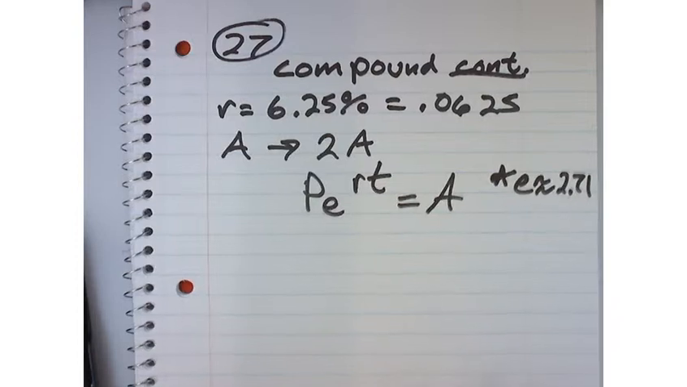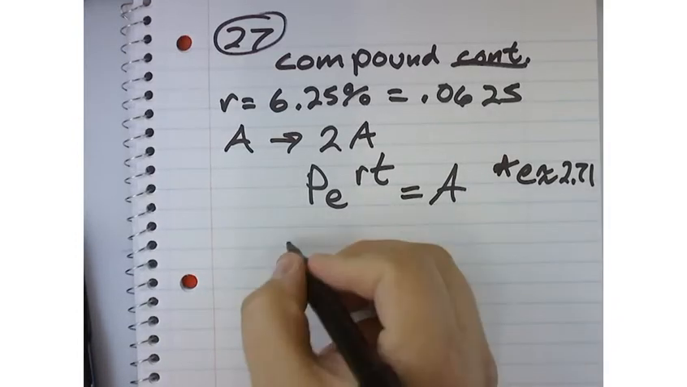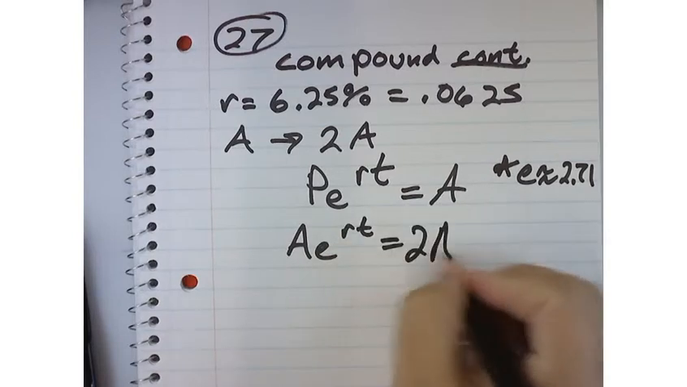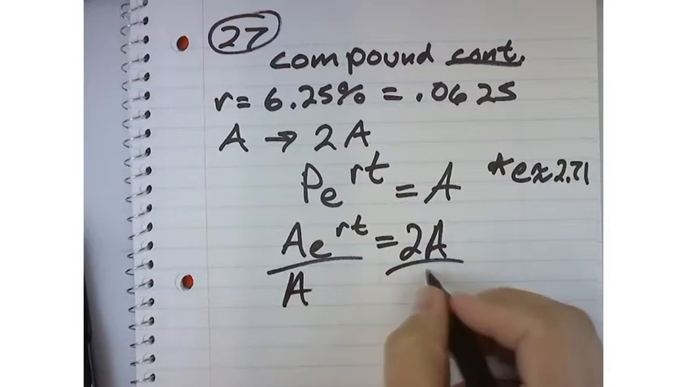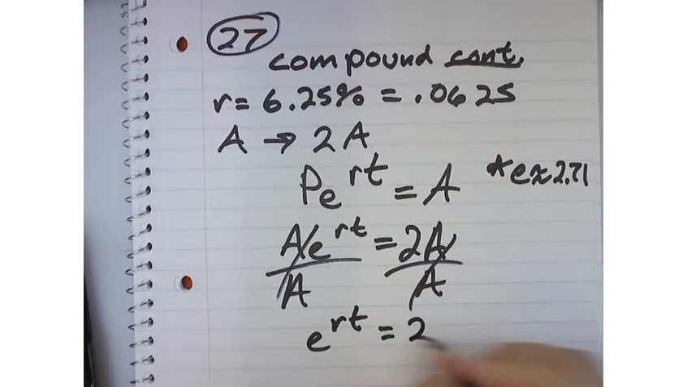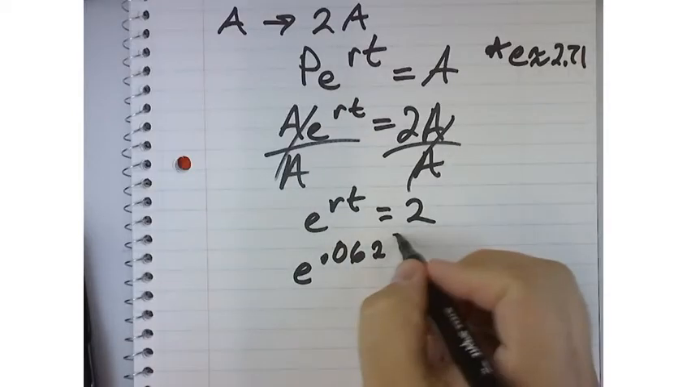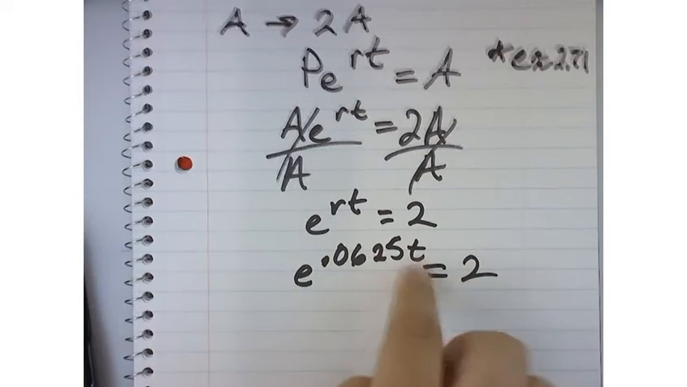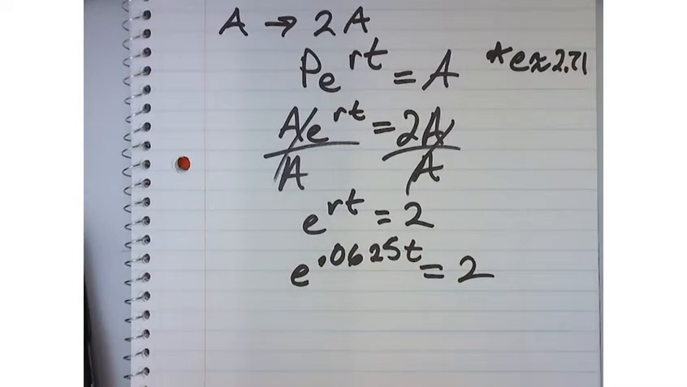So to change this equation, what I really want is A times E raised to the RT is equal to 2A. Again, if I divide both sides by A, the A's cancel, and I get E to the RT is equal to 2. All right, well, what's R? 0.0625 times T should equal 2. So again, if I want to find out what value for T, in other words, how much time will it be before I double my money, I'm going to do the exact same thing.